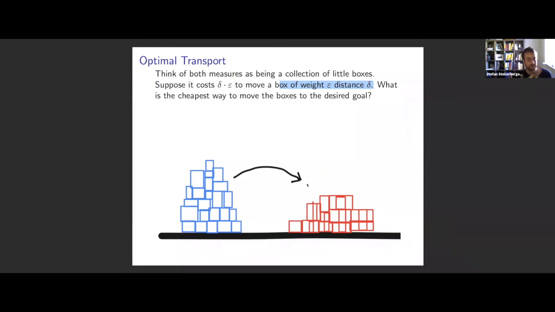It's, I'm not good at physics, force times distance or something. But actually, if a truck drives these containers to where they should be, it's actually the cost of gasoline. It's proportional to gasoline cost, I guess.